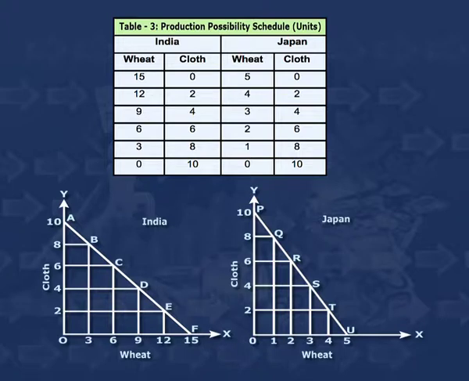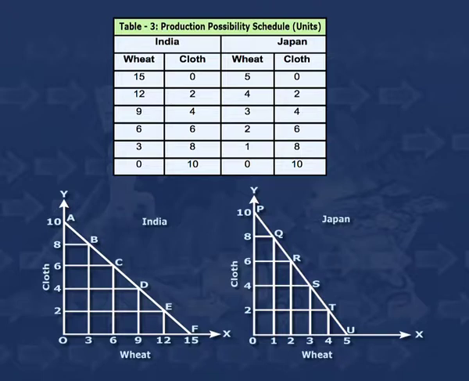Here in the figure, we can see the production possibility frontier of constant opportunity cost. Wheat is measured on the y-axis and cloth is measured on the x-axis. Each point on the production frontier shows the various combinations of cloth and wheat produced by India and Japan. Suppose at point C, India can produce 6 units of cloth and 6 units of wheat. Similarly, at point R, Japan can produce 6 units of cloth and 2 units of wheat.